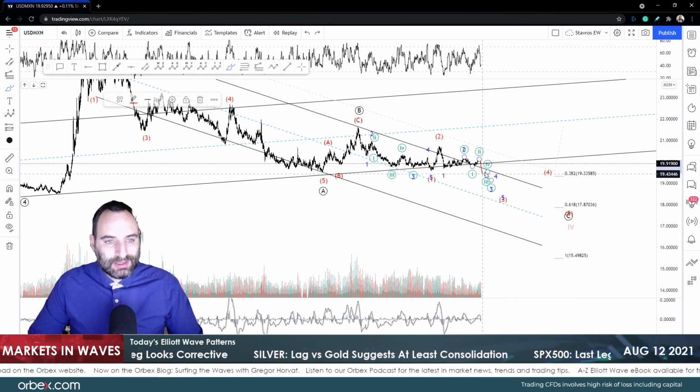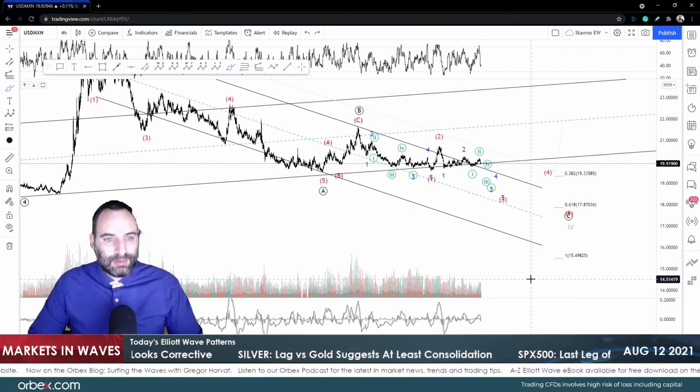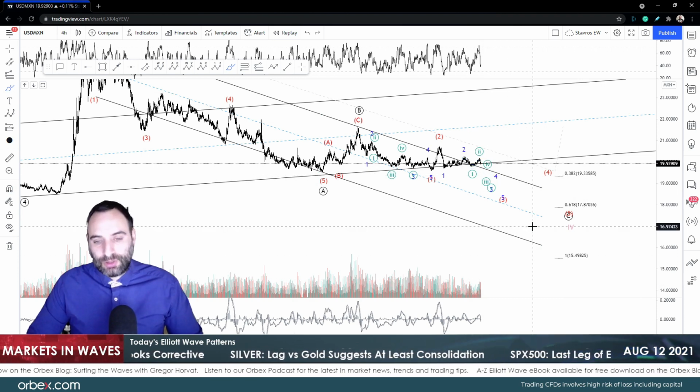But for now, we're at least expecting prices to get back within this descending channel to validate this bearish structure.